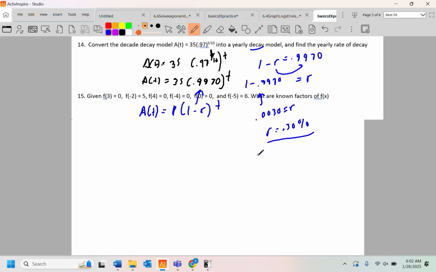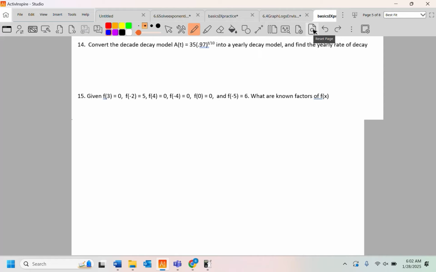All right, moving forward. Given that f of 3 is a 0, f of negative 2 is a 0, f of 4 is a, well, there's a lot of zeros in here. What are the known factors? These are created from zeros. That's the main thing. That one's gone and that one's gone because they're not zeros. That's why I erased them.